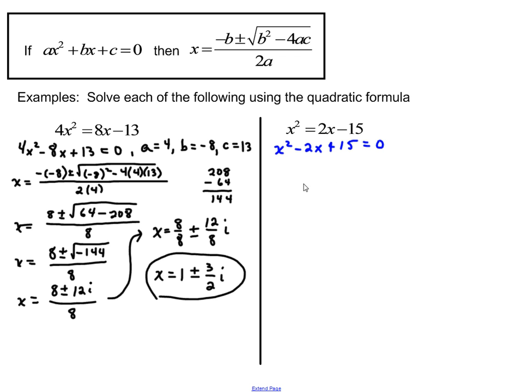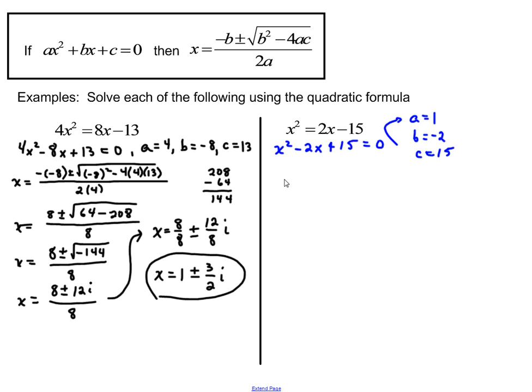And so we identify a, b, and c. If there is no coefficient present, then we assume that it's 1, not 0. Be very careful with that. b is negative 2, and c is going to be replaced with positive 15. All right, so let's work out what's going to happen right here.